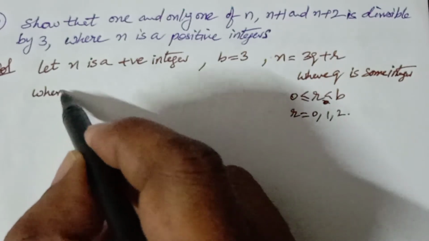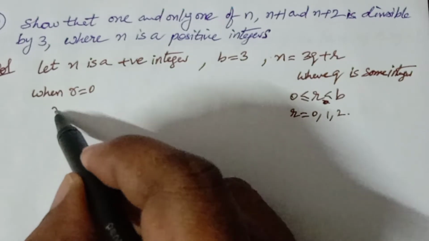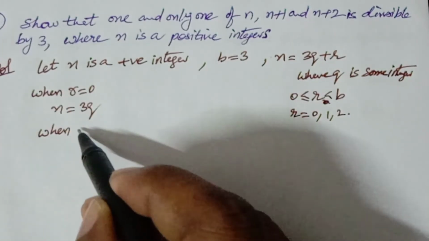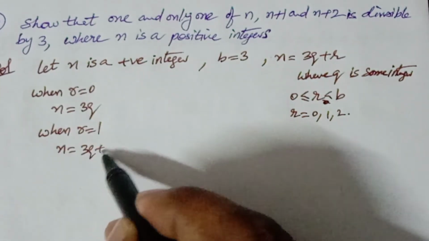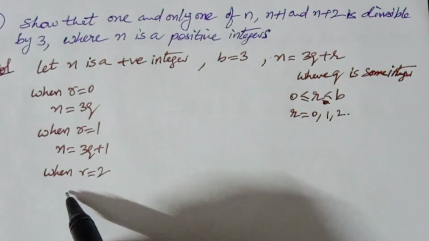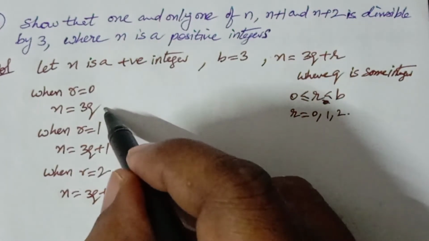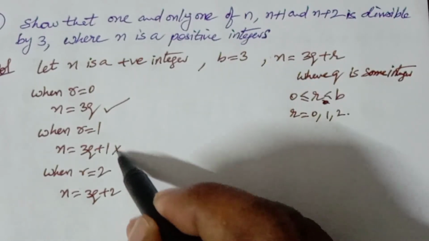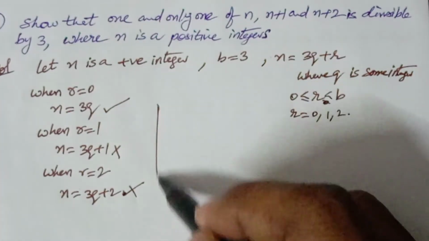So when r is equal to 0, n is equal to 3q. When r is equal to 1, n is equal to 3q plus 1. When r is equal to 2, n is equal to 3q plus 2. So this is divisible by 3. This is not divisible by 3. This is not divisible by 3. Only one value is divisible by 3.